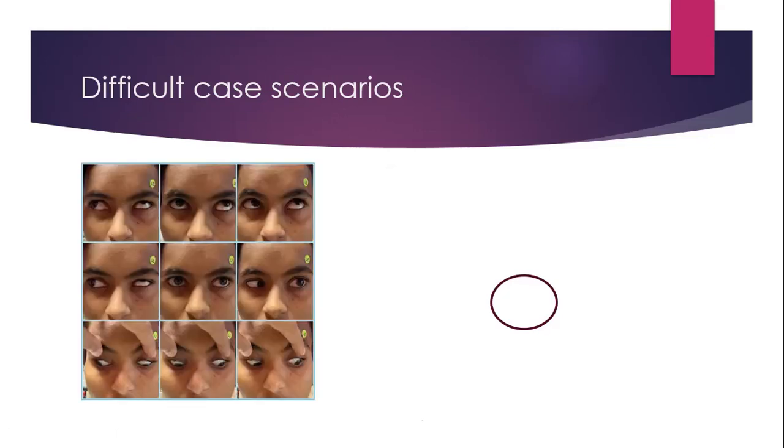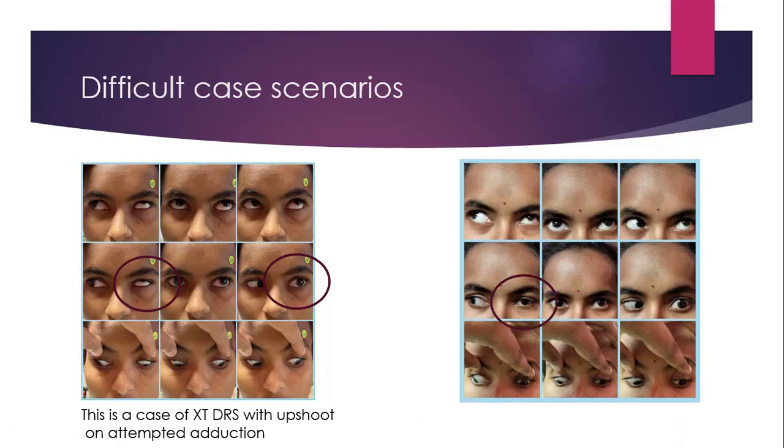So this was a case. Can anyone tell me the diagnosis? It's very easy. Clear cut. I'm pointing it out. So this is a case of XTDRS where there is abduction restriction and upshoot. And in straight gaze, the patient has XT. So what did we do? We did LR recession with Y split. So now you can see that the upshoot has completely gone and the patient is relatively ortho in straight gaze.